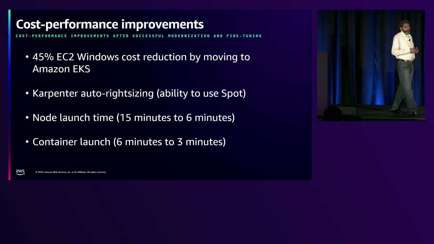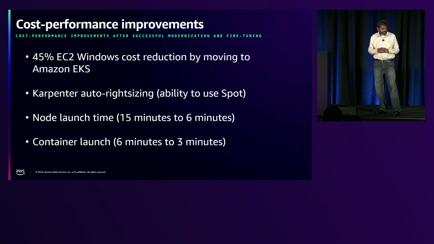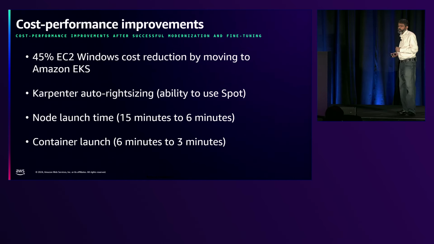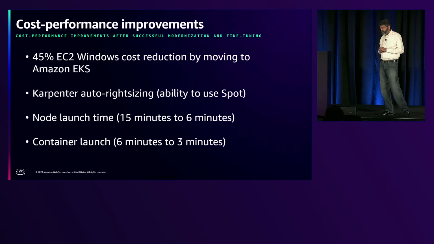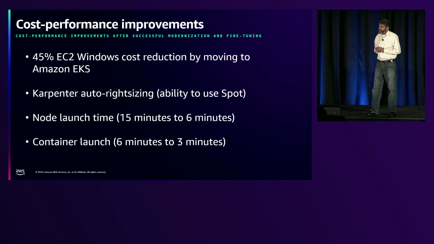And then node launch time. Like I mentioned, node launch time is always longer than Linux. It came down from about 15 minutes to 6 minutes. We could do this by adding the images that we need to run on these instances into the AMI itself. There is also a feature called Fast Launch AMI that we enabled on Windows, which definitely improves launch time. And container launch is also reduced. Windows containers are much larger than Linux, and even in Windows, there are layers.